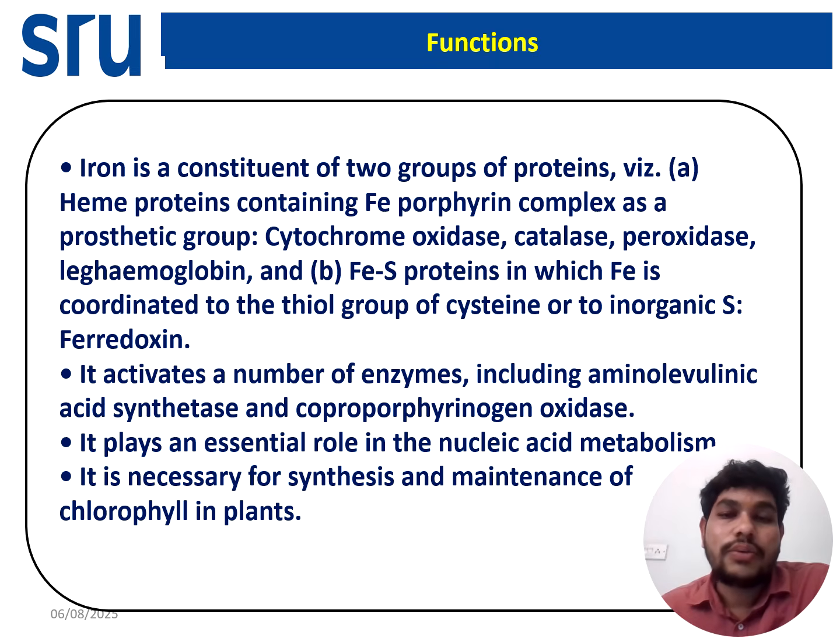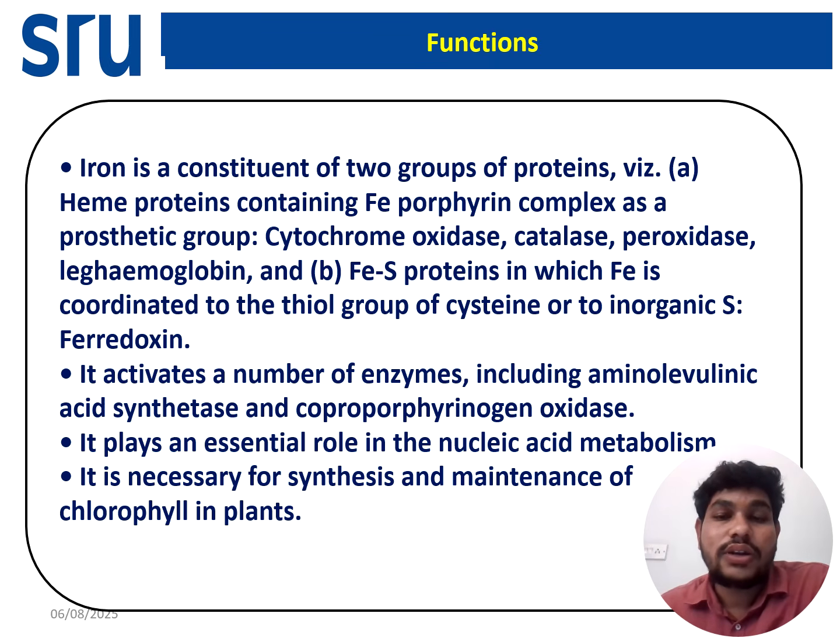Iron is also part of different types of proteins. There are two groups of proteins: one is the heme proteins, and the other is the Fe-S proteins. In heme proteins, it is a part of cytochrome oxidase, catalase, and peroxidase. This is responsible for the formation of porphyrin complexes, which is responsible for chlorophyll formation.